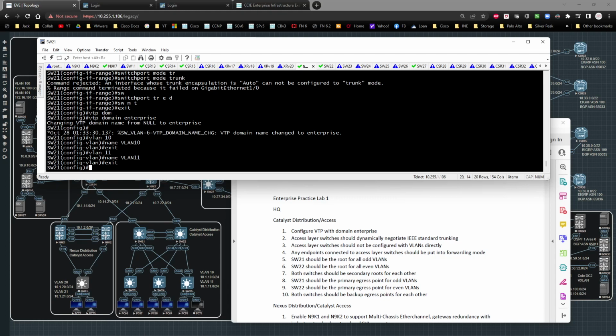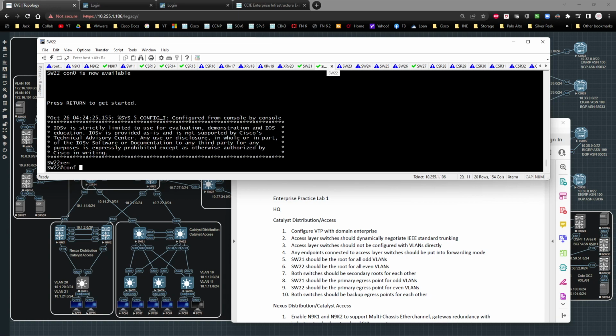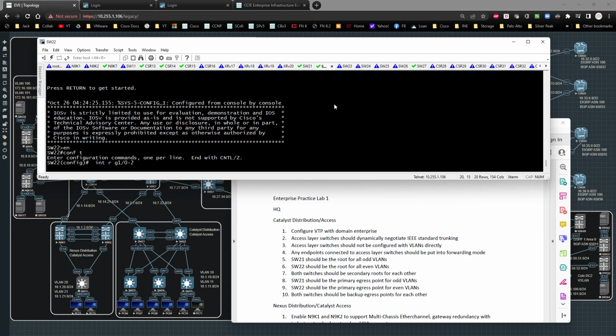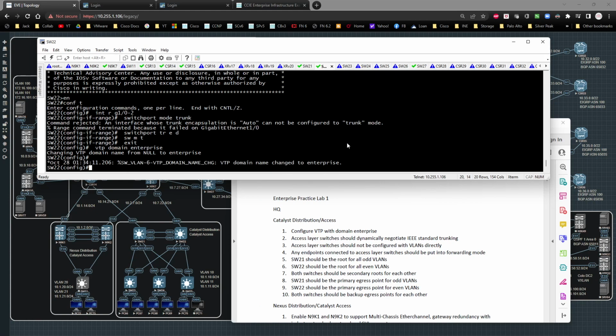Now it doesn't say to name them, but I'm going to do it anyway, right? So do show history. I'm going to take these few lines of config and dump them onto switch 22. I'm going to copy pasta. There we go. Okay, so now I'm also going to have to go in on these interfaces here, gig 2 and gig 3, respectively, and get them going.